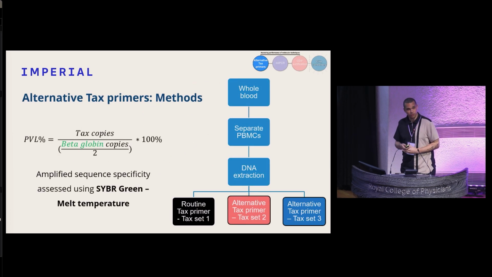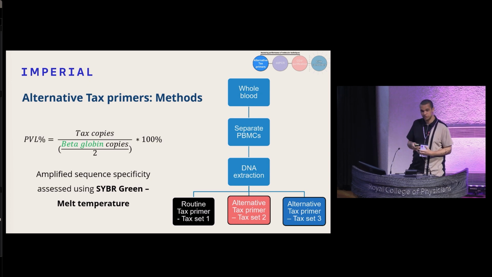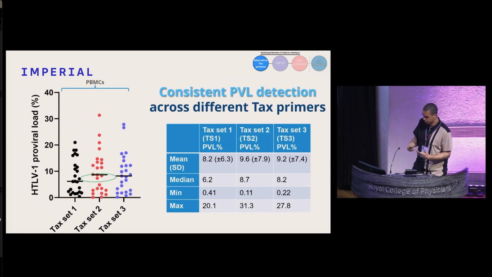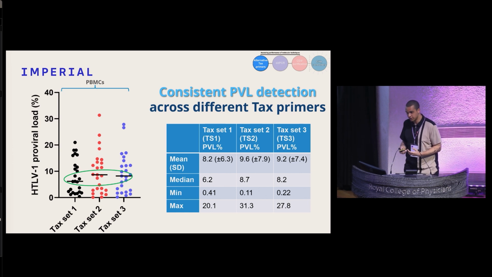So first, if you look at the alternative TAX primers, we took the whole blood from these patients, separated out the PBMCs, extracted the DNA, and then retested using the routine TAX set, as well as additionally with these two alternative TAX primers. And if we look at the results here, we can see that there is not a significant difference in the proviral load obtained using the two alternative TAX primers when comparing this to the routine TAX set. So we're able to consistently detect HTLV1 provirus across different TAX primers.